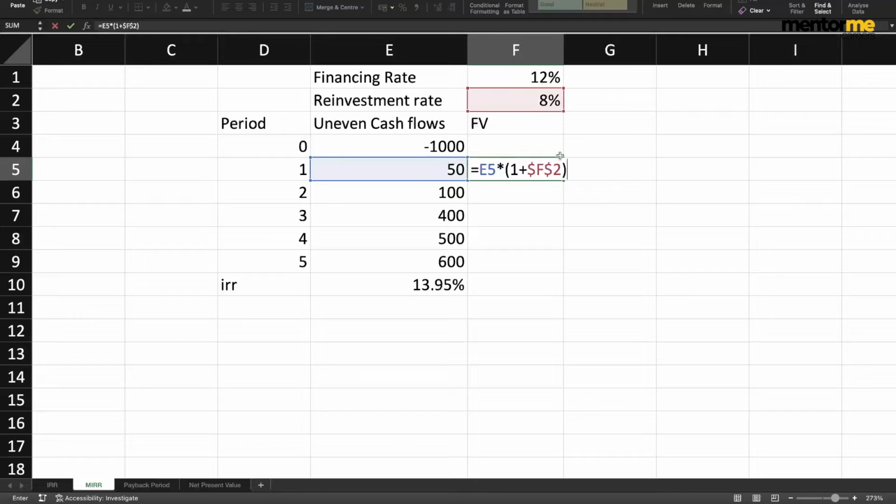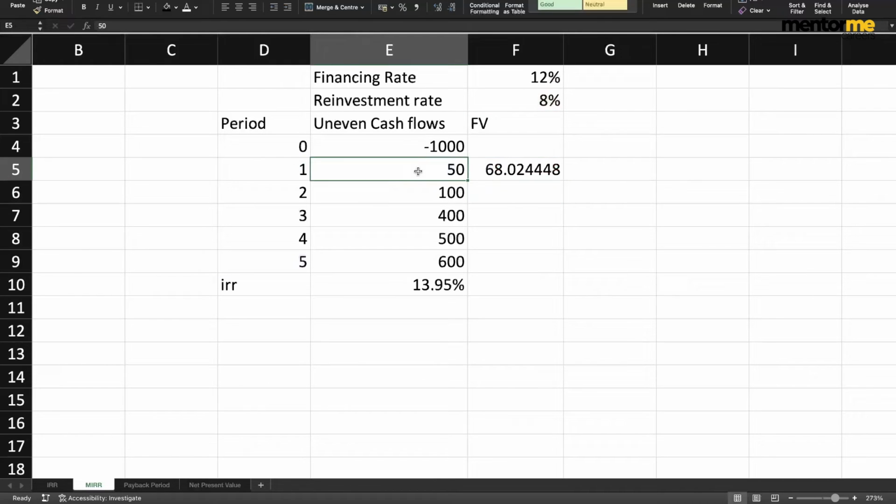So we're going to calculate the value of 50 at year 5, which is nothing but the future value formula: present value times (1 plus the reinvestment rate) raised to the number of periods pending from year 1, which is 5, so we keep the 5 constant and subtract 1. Basically, 4 years of compounding happens for 50. So the value of 50 at year 5 is 68. Similarly, we can copy and drag this formula, so the value of 600 at year 5 is going to be the same.